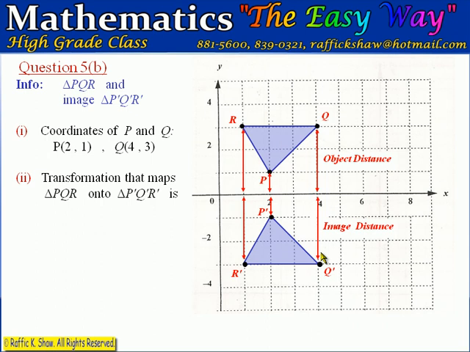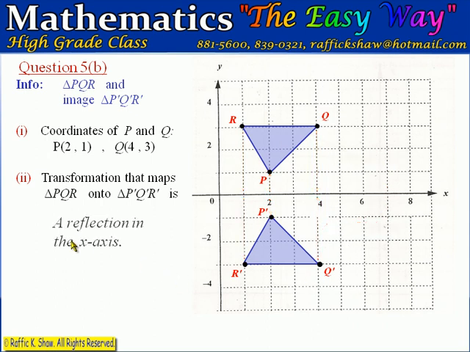And so we can confirm that the transformation which maps triangle PQR onto triangle P prime, Q prime, R prime is in fact a reflection in the x-axis. And we can go ahead and write that. The transformation that maps triangle PQR onto triangle P prime, Q prime, R prime is a reflection in the x-axis.